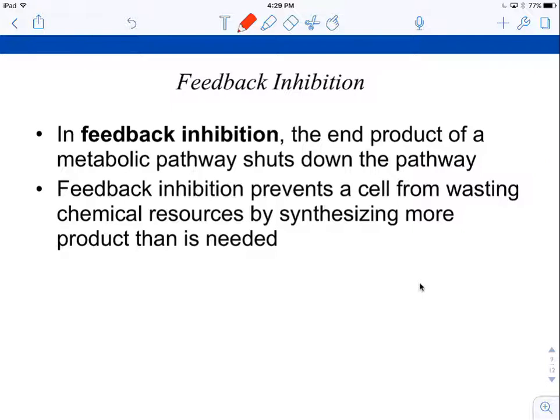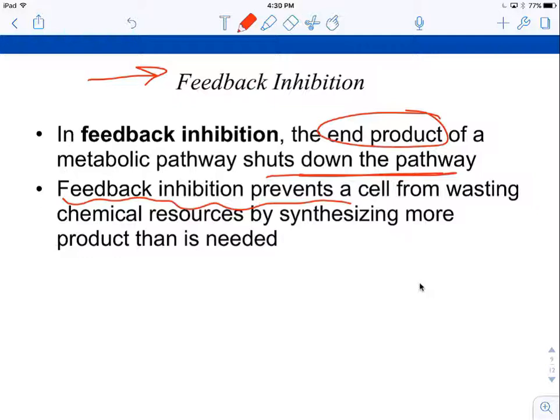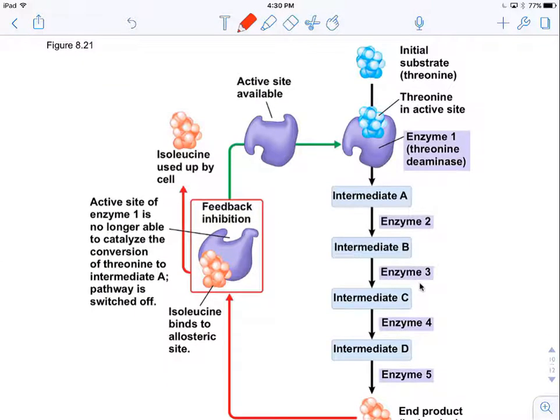Another type of allosteric regulation is feedback inhibition. Feedback inhibition is where the end product of a metabolic pathway feeds back into the pathway at an earlier point and can shut down the pathway by regulating an allosteric enzyme. Feedback inhibition basically prevents a cell from wasting time and money by synthesizing more product than is needed. So let's look at a pathway.